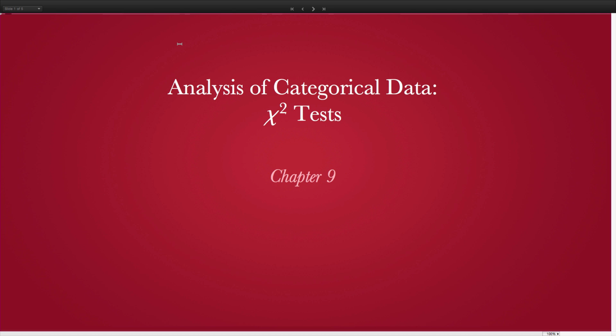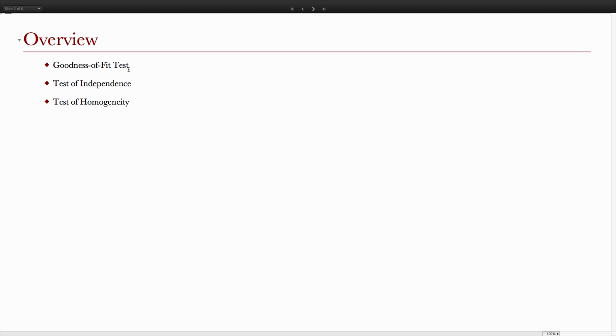In this video, we're going to look at two more chi-square tests for analyzing categorical data. In the last video, we looked at a goodness of fit test, and in this video, we're going to do a test of independence and a test of homogeneity. So we'll start with the test of independence.